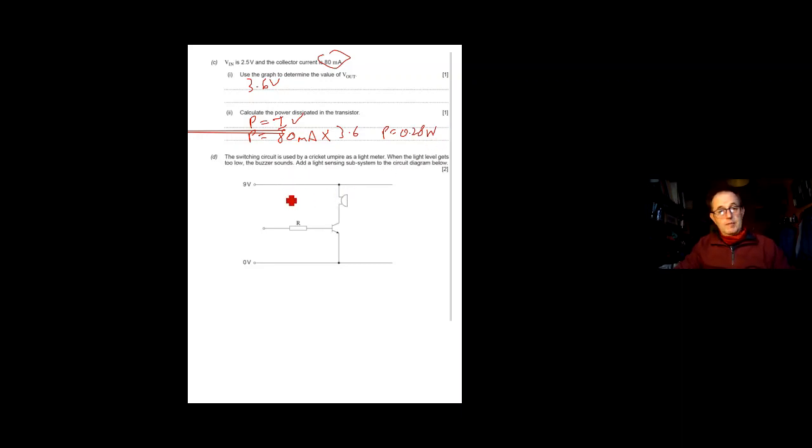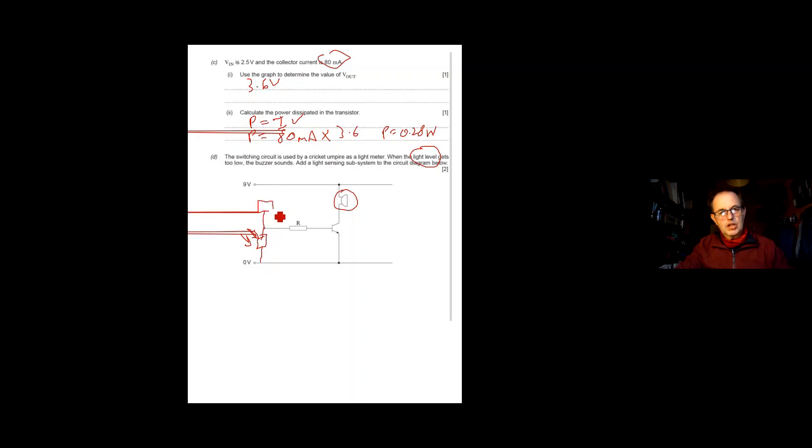They like asking you to maybe add things to the transistor. So in this case, they were asking you, right, we wanted to get a light level sensor in, which will turn this buzzer on, okay, once it reaches a certain level, all right? So what we're going to do, we're going to put in a light meter, which will be the resistor, with 2 lines shining on it.